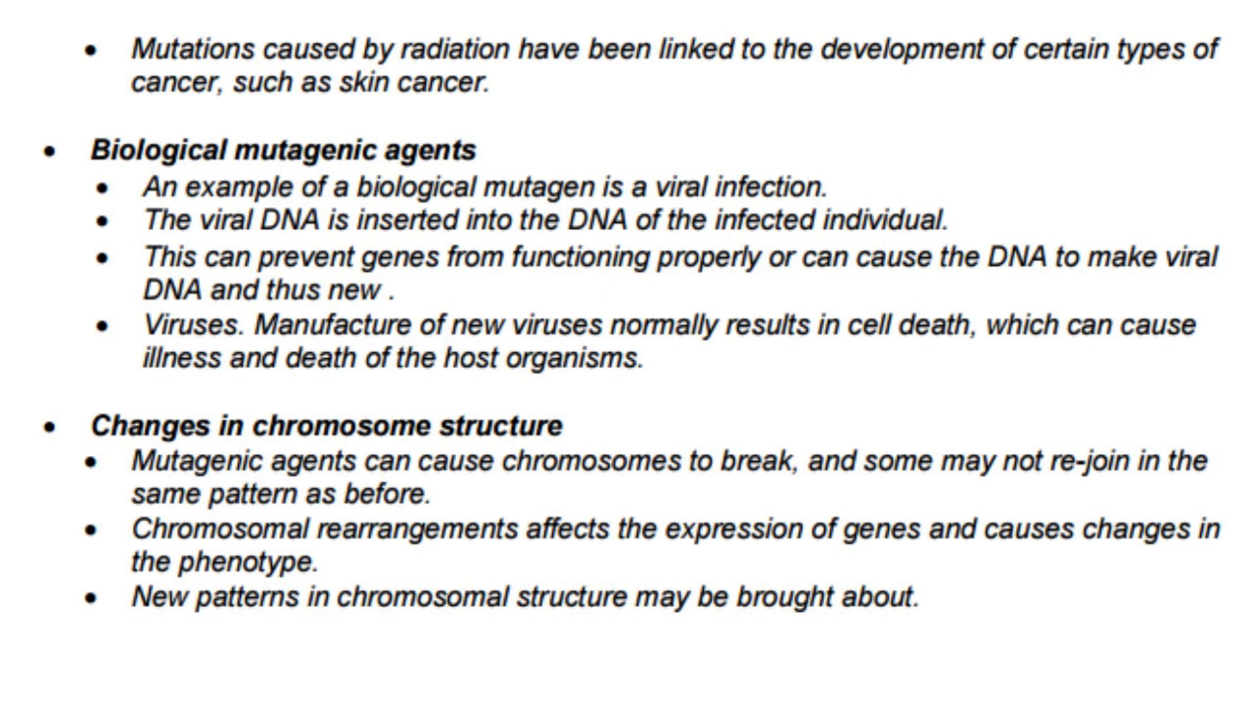Biological mutagenic agents. An example of a biological mutagen is a viral infection. The viral DNA is inserted into the DNA of the infected individual. This can prevent genes from functioning properly or can cause the DNA to make viral DNA and thus new viruses. Manufacture of new viruses normally results in cell death, which can cause illness and death of the host organisms.